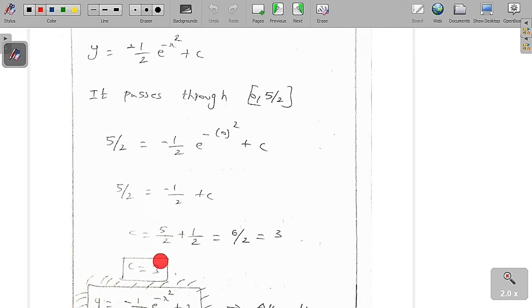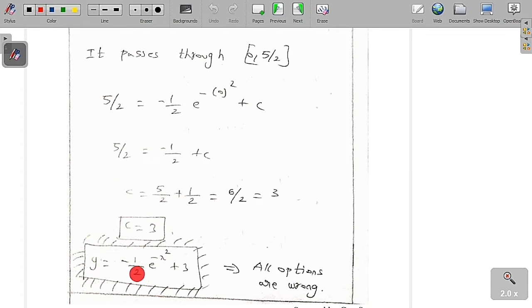So you know the value of c. You substitute in the general form, and you get the particular solution, which is y is equal to minus half into e to the power of minus x square plus 3. This is the correct solution, but it is not present in any of the options. So we can say all options are wrong, and this is the exact solution of this question.